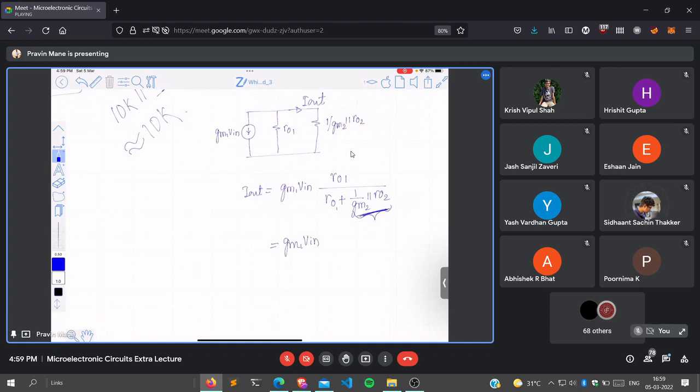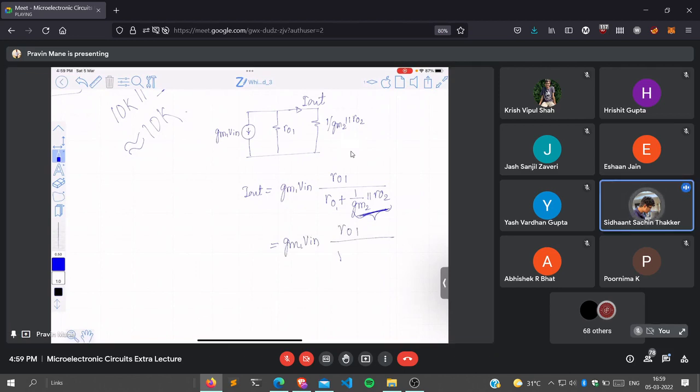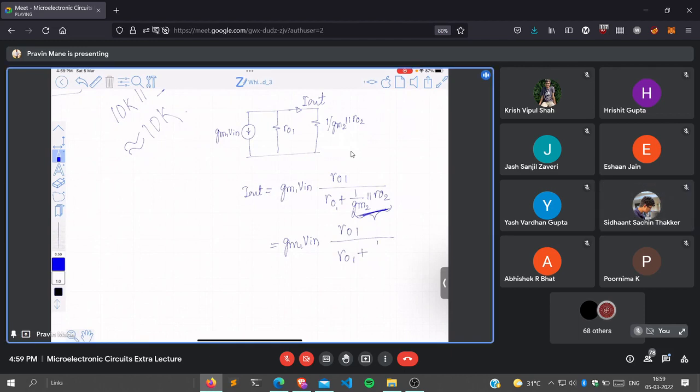1 by GM2, 1 by GM2. Now addition is there. What will be this approximation? R1. It is the addition, right? So the higher value will be dominating. So this is neglected. So what I am getting finally is approximately equal to GM1 into V in. And in most hand calculations, this is sufficient.